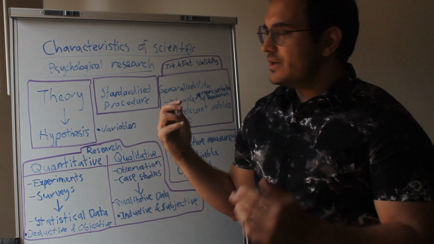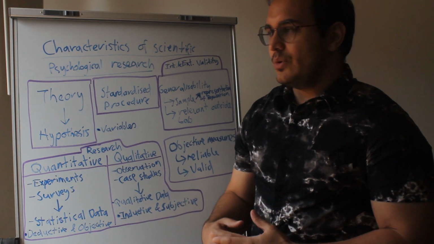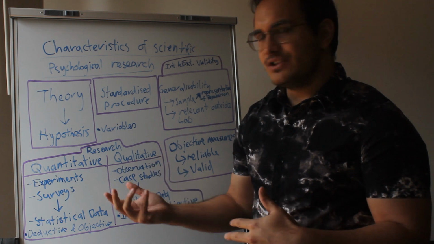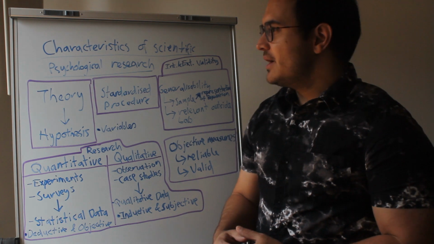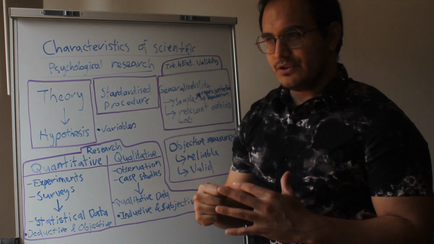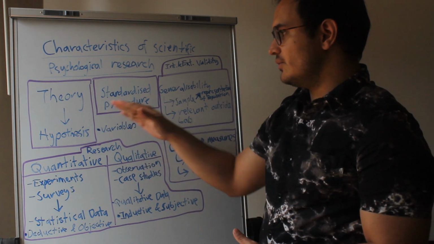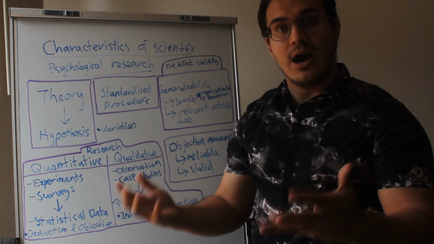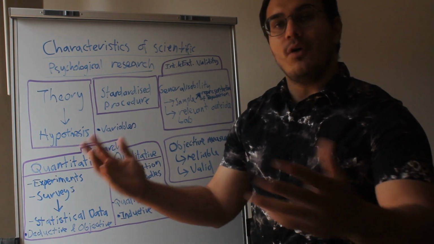Psychology is a scientific endeavor, so we want to try to understand its limitations and its advantages as well, and how it can be informative to us. Let's start off with the characteristics of scientific psychological research. If you understand the terminology of all these different things here, it'll help you understand how the research process in psychology unfolds.